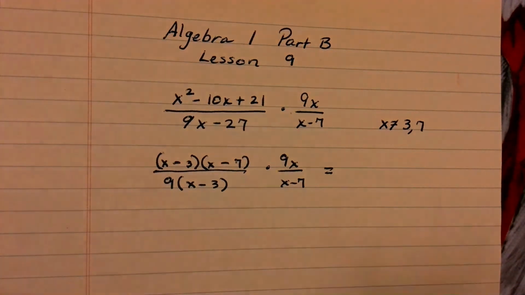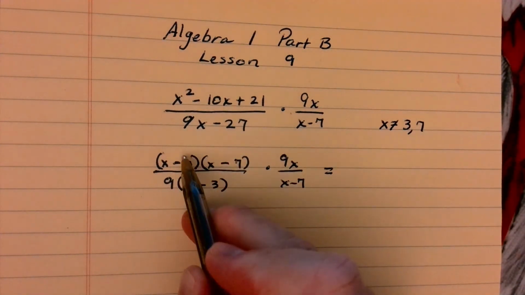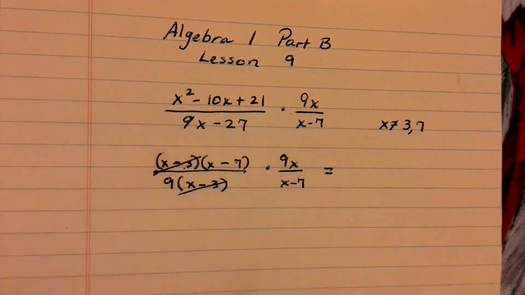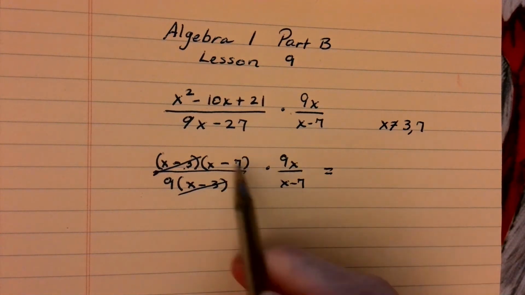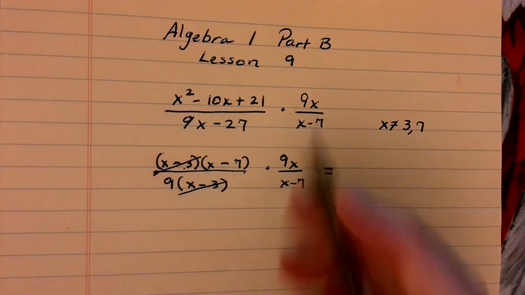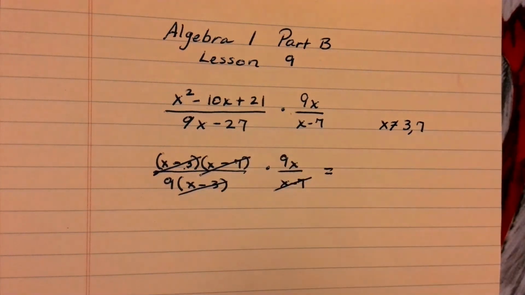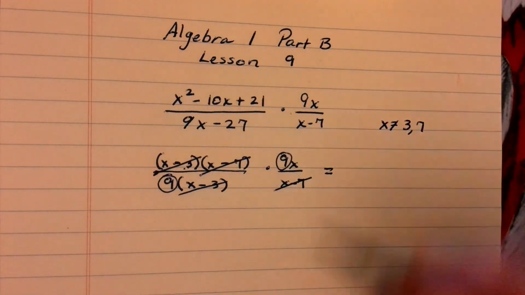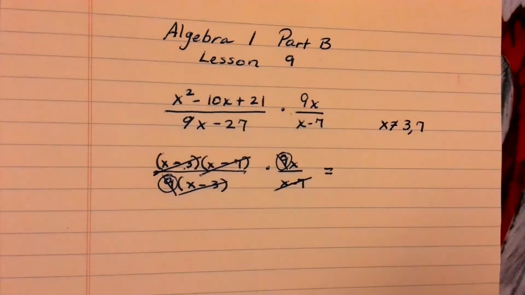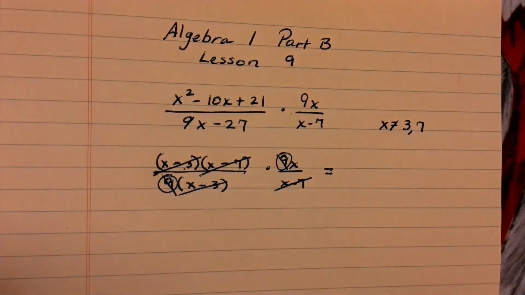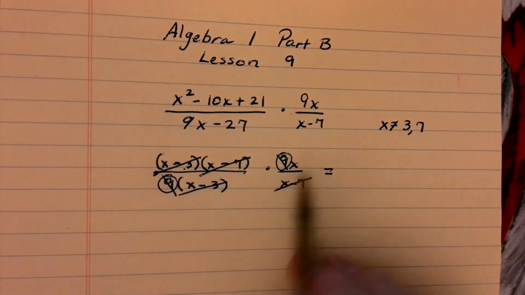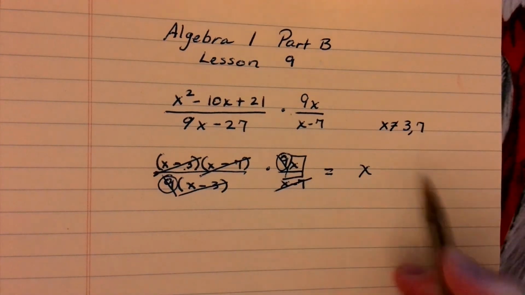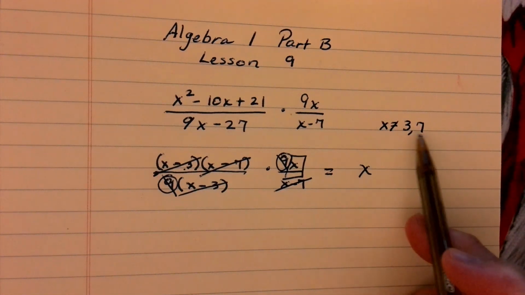And now let's cancel things that will cancel. So these are common terms, the numerator and denominator. So when you divide those, they'll equal 1. So those are gone. Let's look at these terms. These terms are going to cancel as well, because if you divide those terms, you'll get 1. We can also look at this. 9 and 9, one's in the numerator, one's in the denominator, so they will also cancel. So look at that. Almost everything canceled. So the only thing that's remaining is this x right here. So our final answer is x with a domain that says x cannot equal 3 or 7.